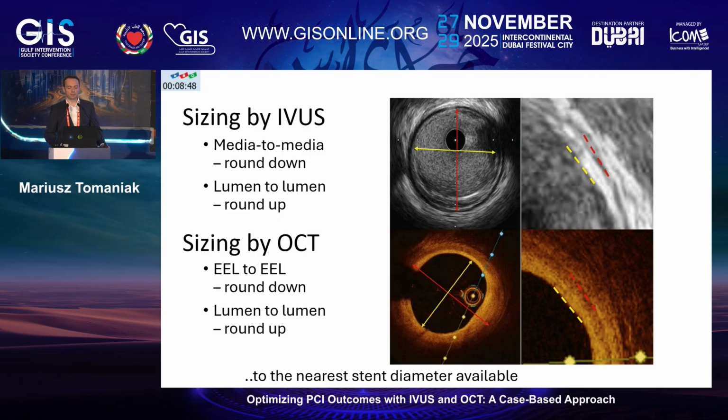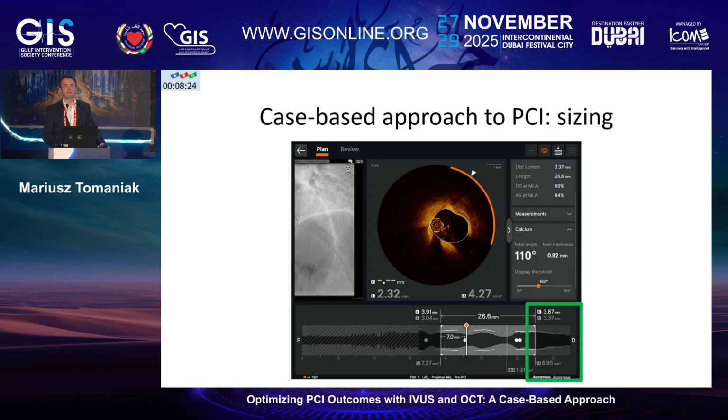Just to briefly remind, while we are sizing by IVUS, we go usually from media to media as presented here on this picture, and then round down to the nearest stent available. If media is not visible, we can also size based on the lumen to lumen measurements. When we are using OCT, we check the external elastic lamina to external elastic lamina diameter as presented on this picture, and then round it down to the nearest stent diameter available. So in practice, in this case, we look at the distal reference, we check external elastic lamina measurements, EEL to EEL is 3.8, lumen diameter is 3.37, so for this case, the stent 3.5 would most likely be optimal.